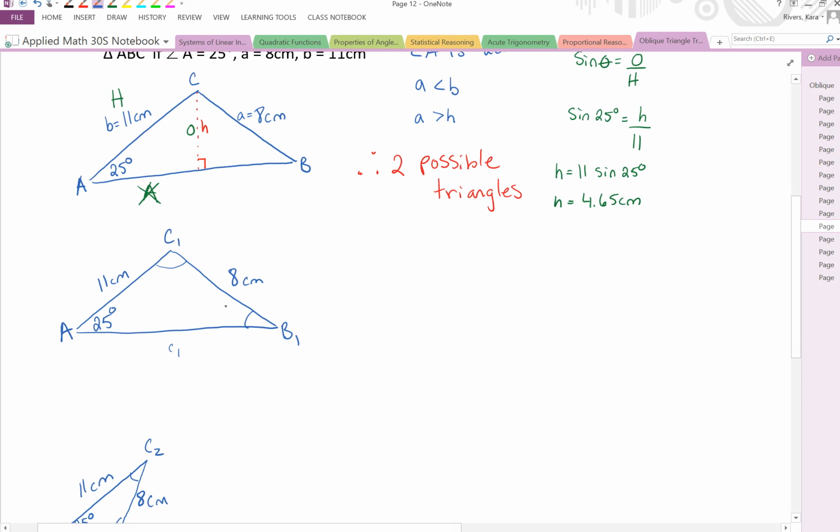So for the first triangle here, if I'm solving for angle B1, I would write sine of B1 over 11, because that's B, is equal to sine of 25 degrees over 8. Solving for angle B1, I'd have 11 sine of 25 degrees over 8, and that would be angle B1 is equal to the inverse sine of all of that stuff.